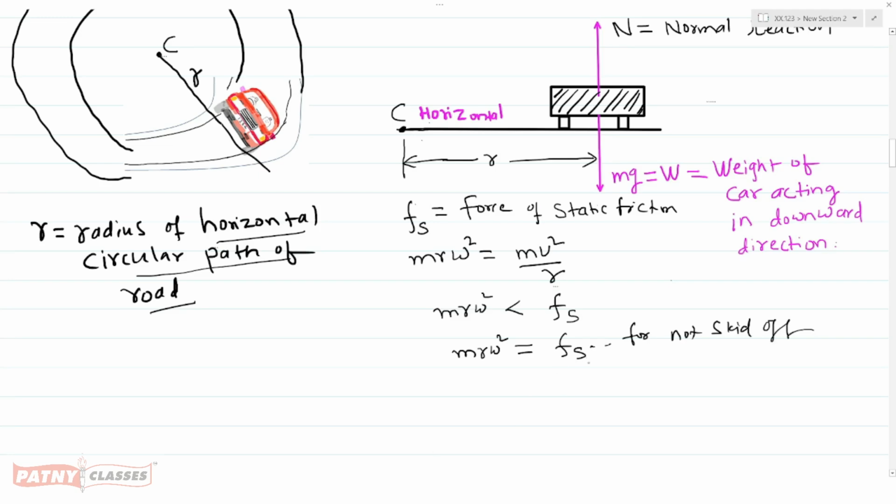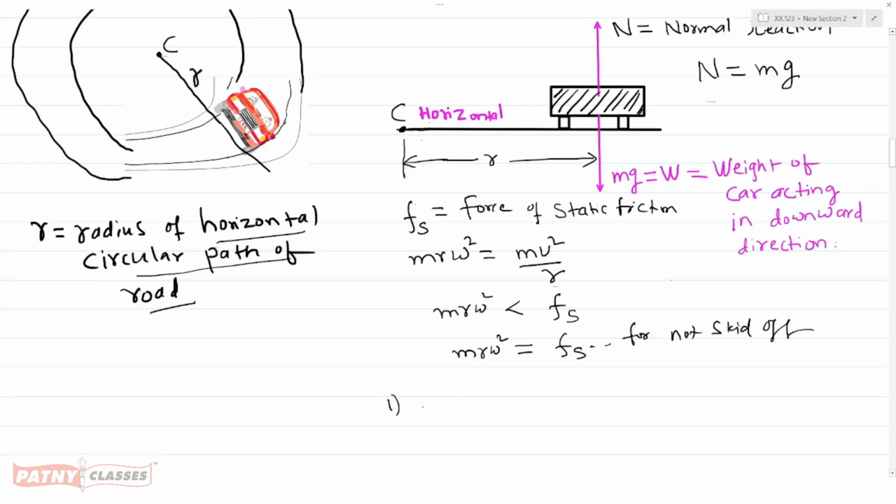So when the vehicle is not skidding off, the condition is m r omega square equals the force of static friction. Moreover, the normal reaction has to be balanced by the weight of the car. This is general. It happens with every object. Whenever an object is resting on the ground, the normal reaction is always equal to the weight of the body. So we have two conditions.